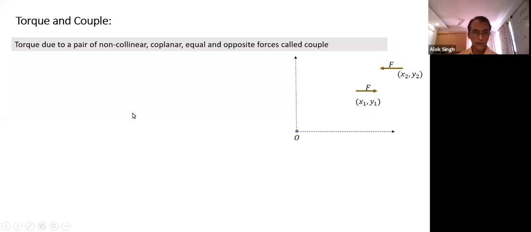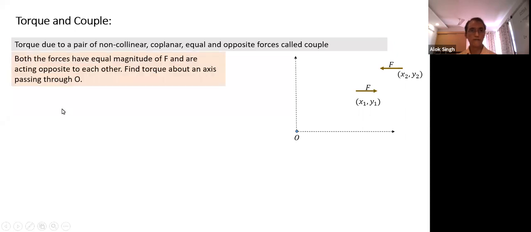There's a special property of the couple which we'll come to, and that's why I'm doing this point again, what we had done first here. The forces are of equal magnitude F and acting in directions opposite to each other. Find torque about an axis passing through O. Can we find the torque of these two forces about point O? So I have to find torque of this plus torque of this, about point O. Can you all calculate torque about point O?